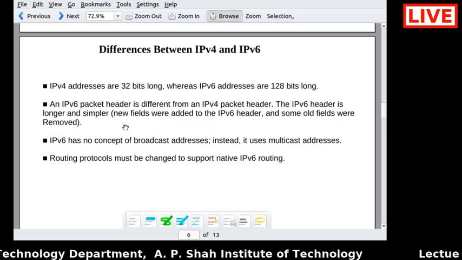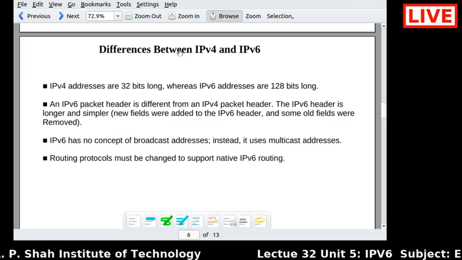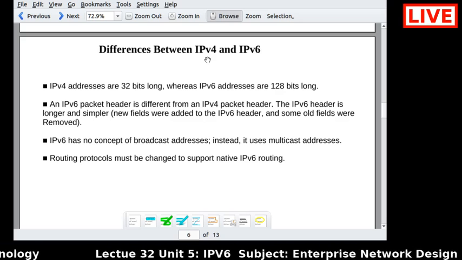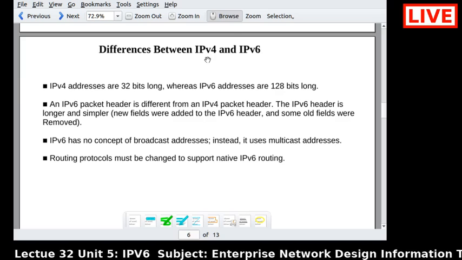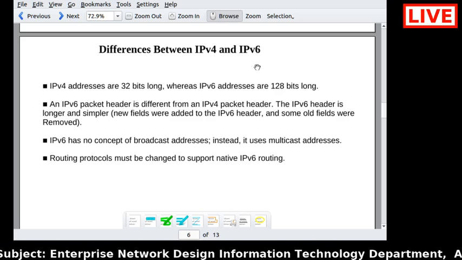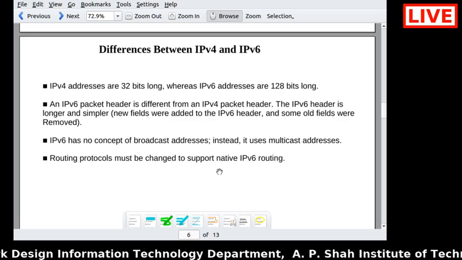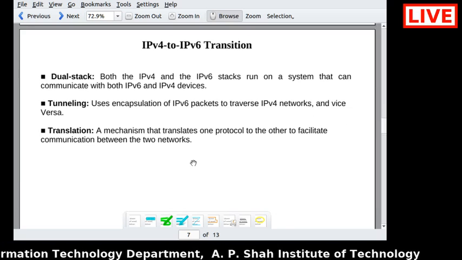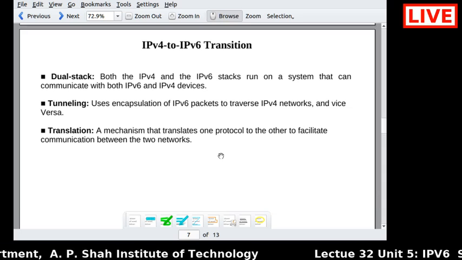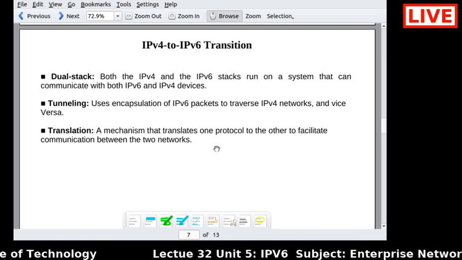With respect to your examination, you must know what IPv4 is. You must know all the header fields, their lengths and all those things. Also with respect to IPv6, their header length and the length of each and every field, and what the differences are between IPv4 and IPv6. All these parts you must know. Okay, then we will move towards the IPv4 to IPv6 transition techniques.